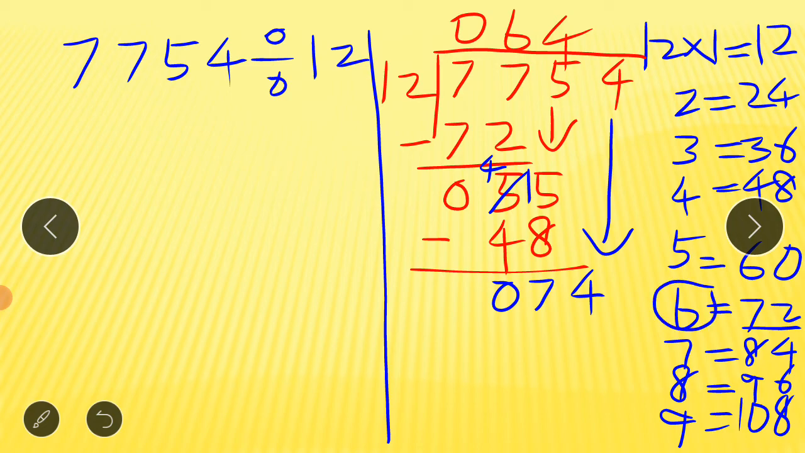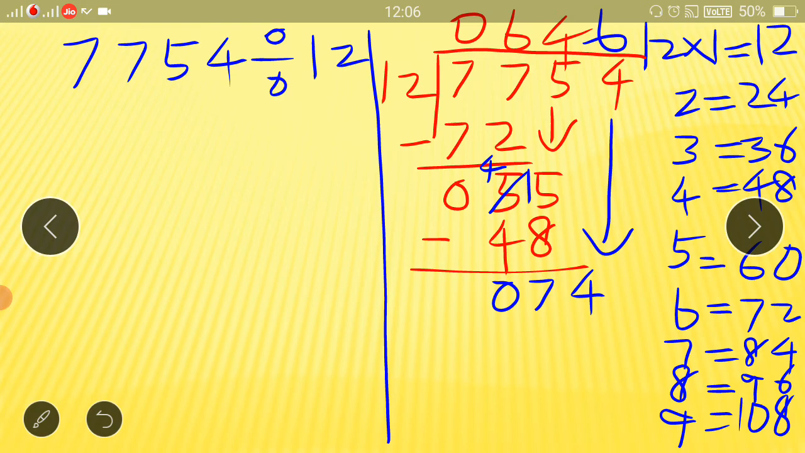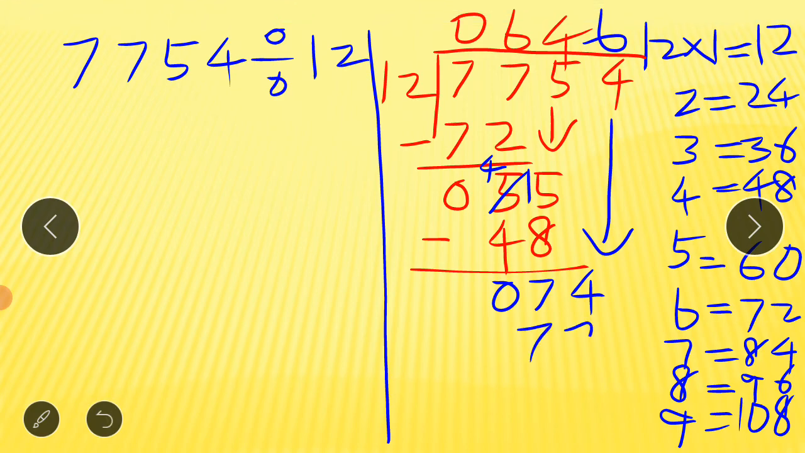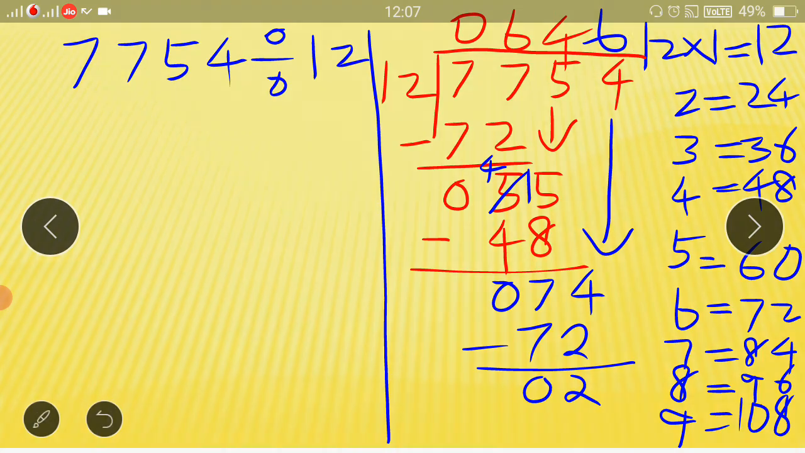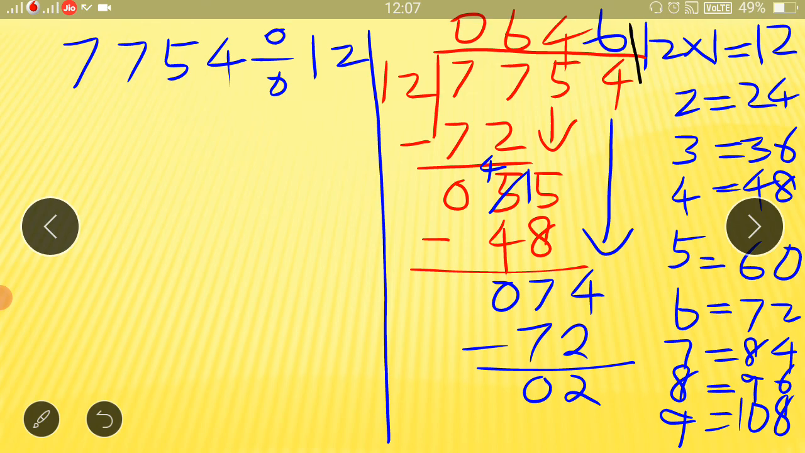How many times? 6 times. So write the times, 6 times, and write the product 72 under 74. Then let's subtract. From 4 take away 2, it's possible, so we get 2. And from 7 take away 7, it is also possible, and we get 0. Here don't get confused, this is the tables part.